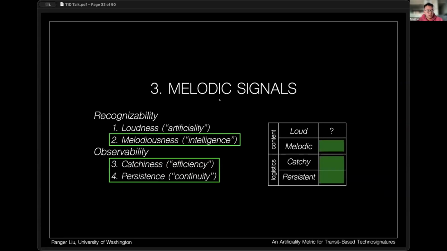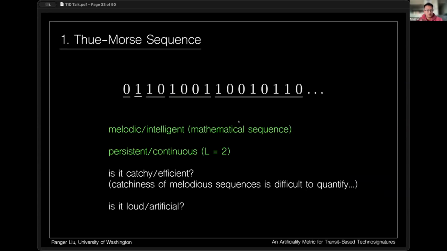So next we tried to look for signals that are melodic, catchy, and persistent. And since we defined melody as having some kind of very clear structure, we chose to test the Thue-Morse sequence, which is a simple and aperiodic but very structured integer sequence. You can kind of think of it as a more fractal binary version of Fibonacci. So because it's a mathematical sequence, it's very definitely melodic. Because of the nature of its construction, it is quite persistent. It has a silence limit of 2.